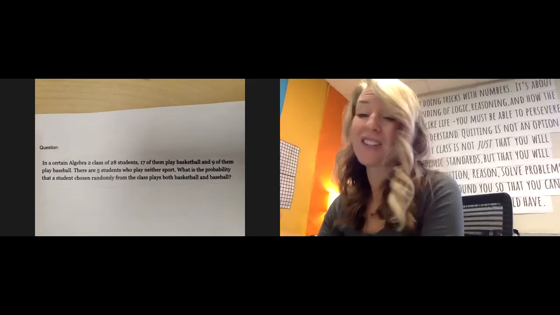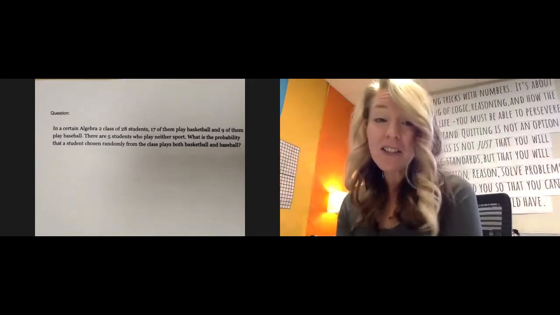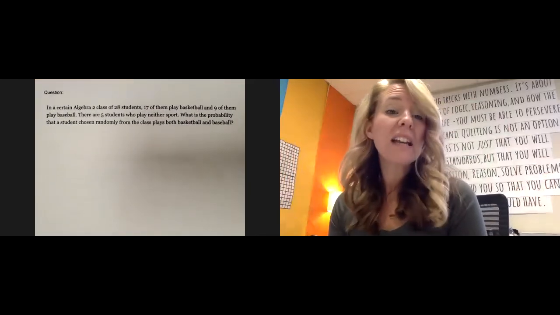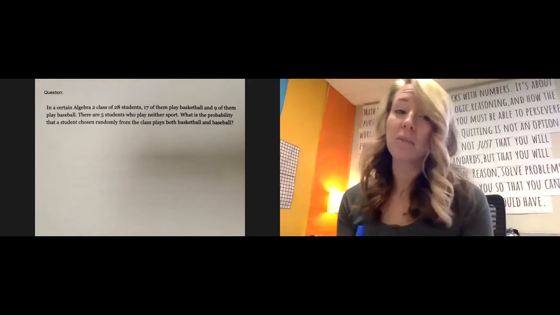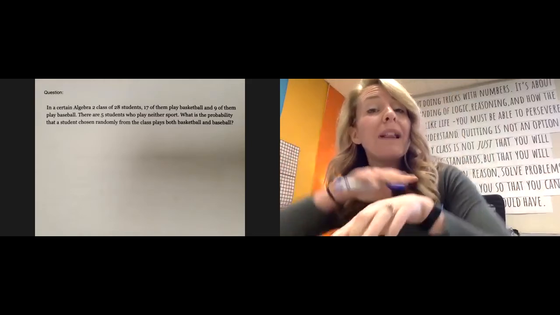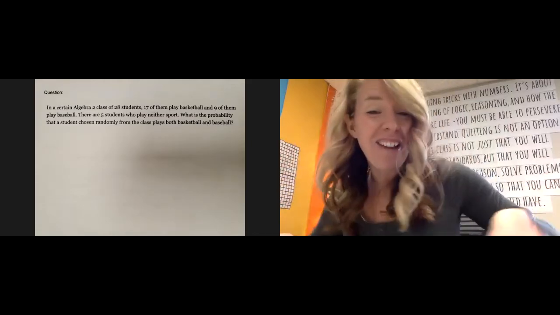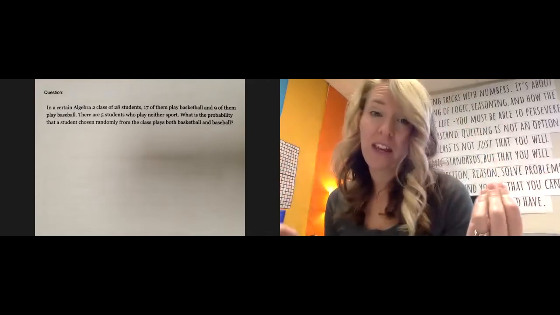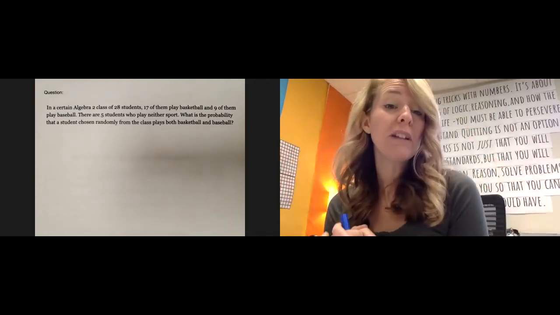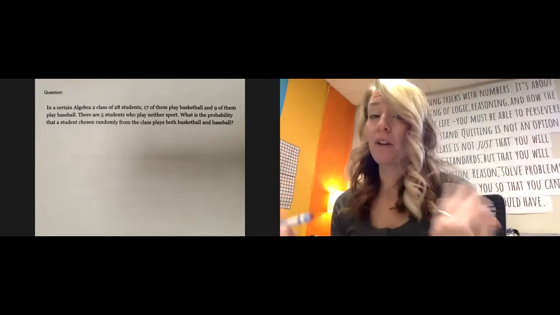So the question is, in a certain algebra class of 28 students, similar question, 17 of them play basketball, 9 of them play baseball, and then there are 5 who play neither. So that one's a little bit trickier. We don't know how many play both. What's the probability that a student chosen randomly from the class plays both basketball and baseball?